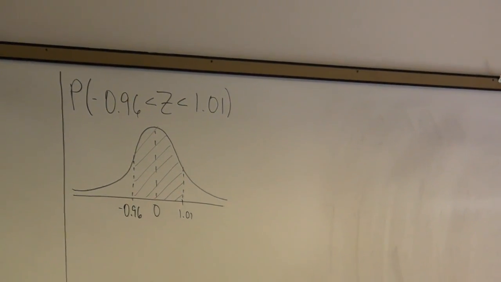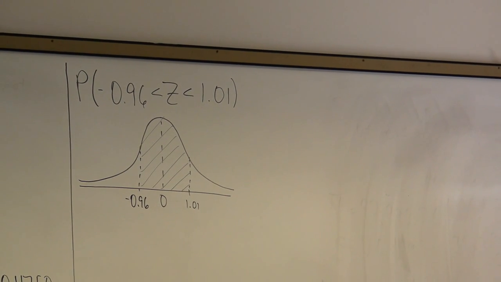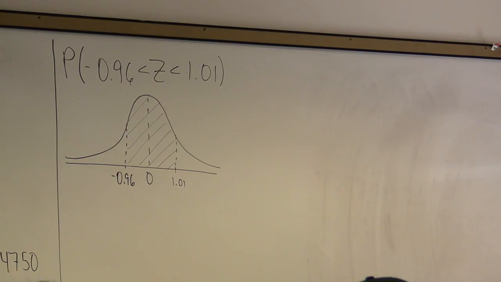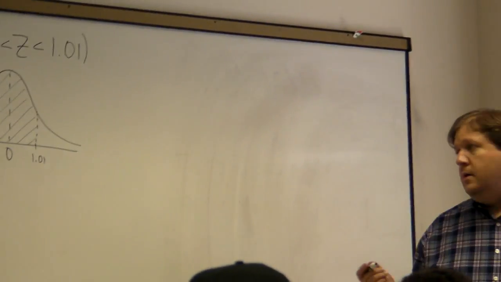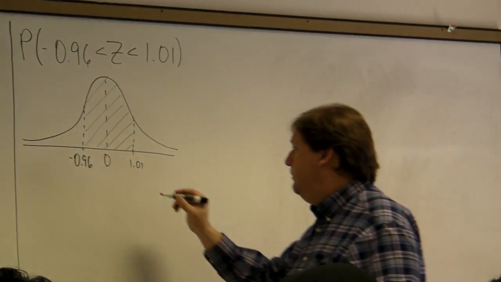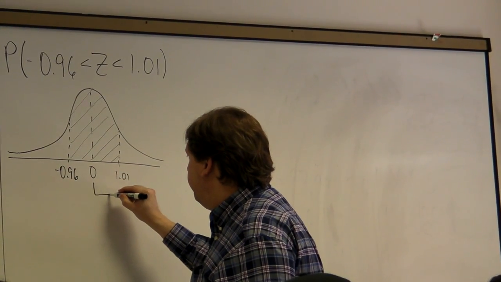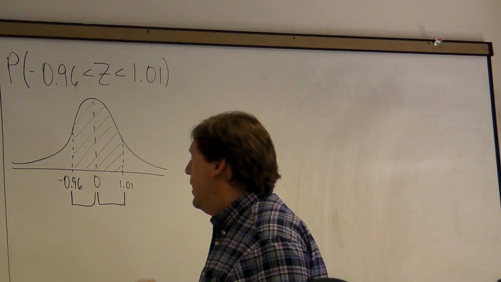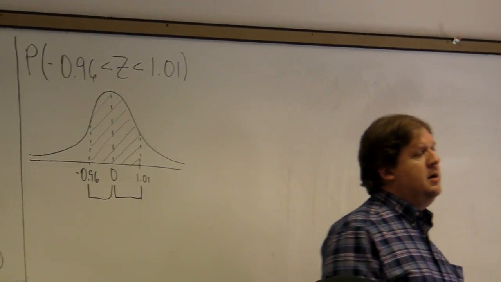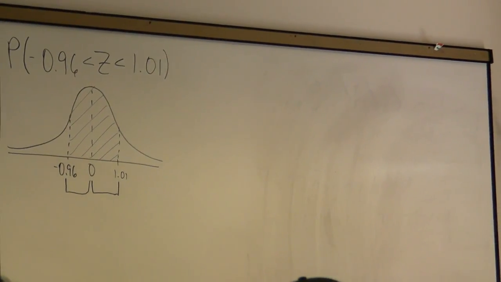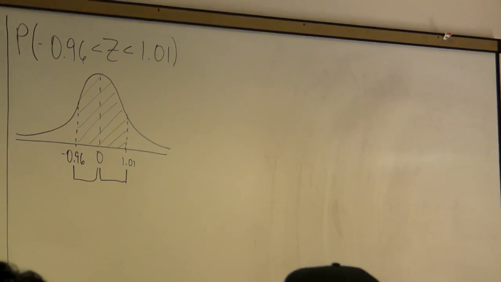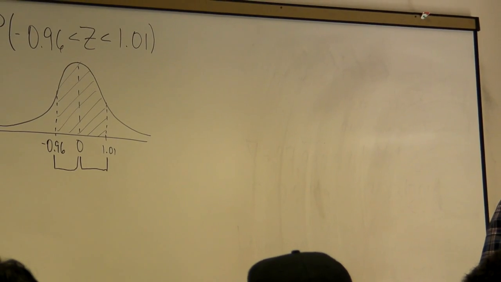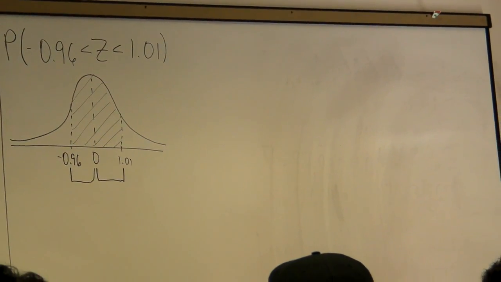And what I can do in this problem to solve it is, your chart doesn't actually have this directly. You do have to calculate this. But what I can do is I can find the area between 0 and 1.01. I can find the area between 0 and negative 0.96. And then I just add those two together.